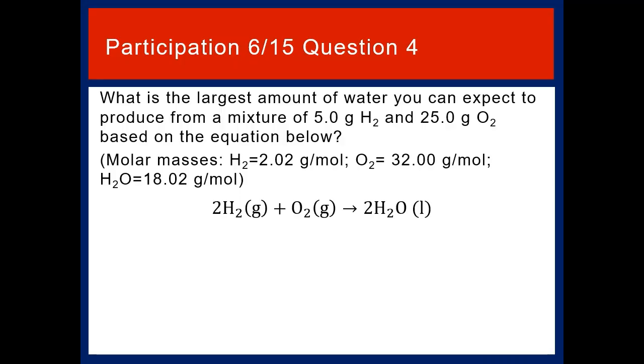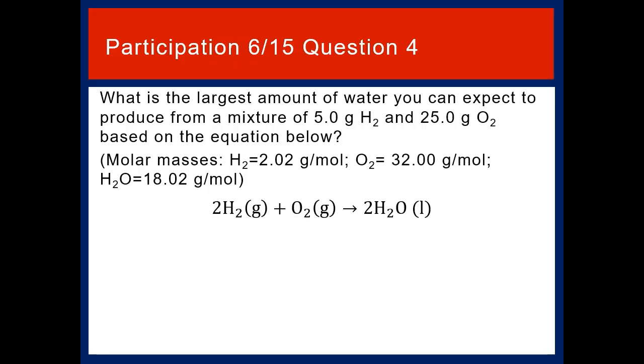Participation 615, question 4. What is the largest amount of water you can expect to produce from a mixture of 5 grams H2 and 25 grams O2 based on the equation below? The reaction is 2H2 gas plus O2 gas yields 2H2O liquid, and it gave you the molar masses for the H2, the O2, and the H2O. This is the 4th question on participation 615, due Monday, June 15th at 11:59 p.m. over on Blackboard. The link to the assignment is right below the links to these videos.